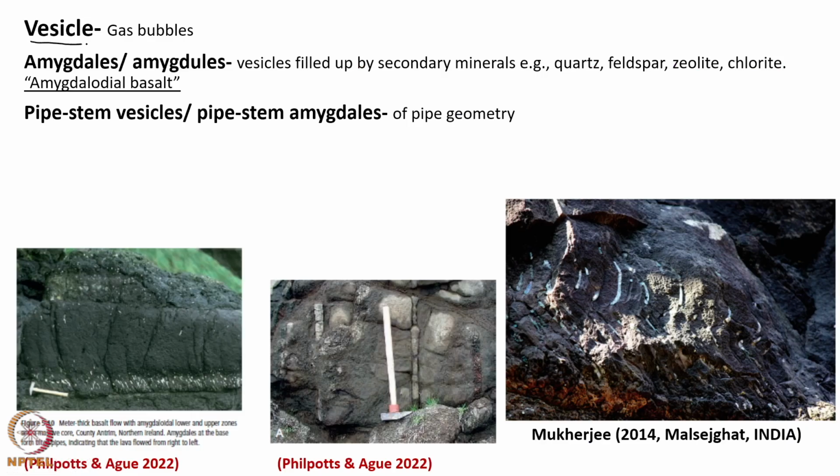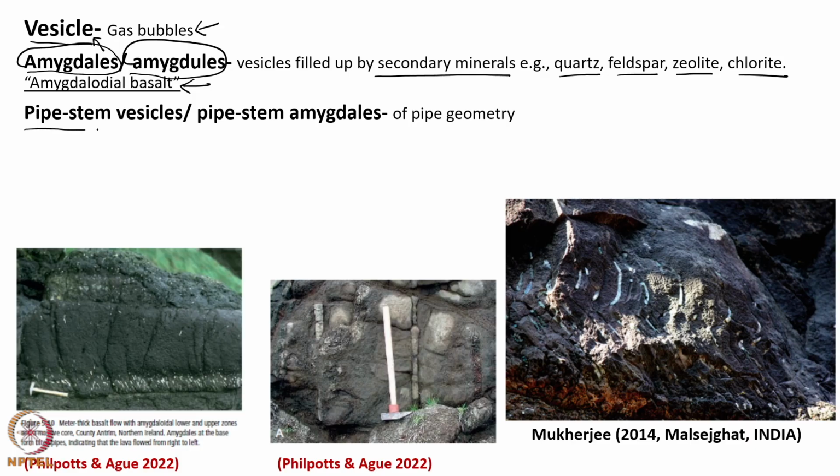Let us look at the term vesicle. These are the gas bubbles which appear as vesicular geometry on the igneous rock surface. Suppose these vesicles are filled up by secondary minerals, commonly quartz, feldspar, zeolite, chlorite, then the vesicles are given another name, amygdals or amygdules, and if it is a basalt host rock where amygdals have been found, the basalt can be called amygdaloidal basalt.